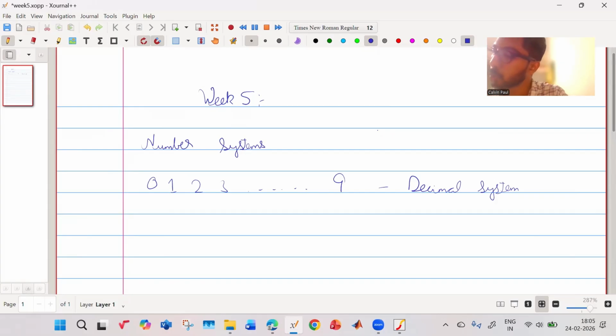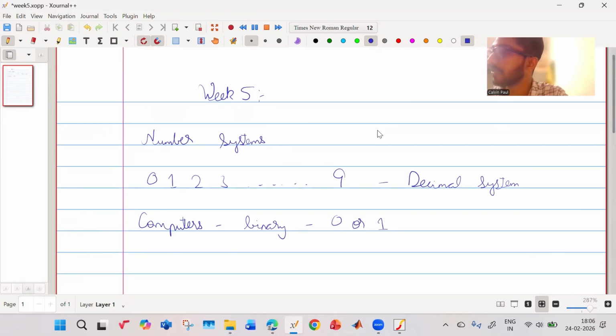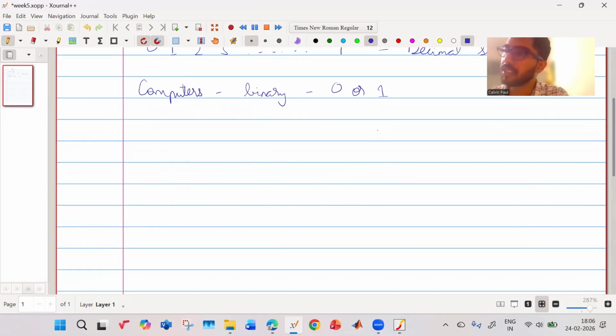But when we come to computers, they are binary, right? They are just binary. So binary means you have 0 or 1. To represent 0, you use 0, 0. 0, 1 stands for 1. 1, 0 stands for 2. 1, 1 stands for 3. So this is a simple binary representation.